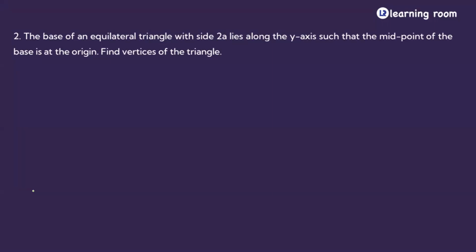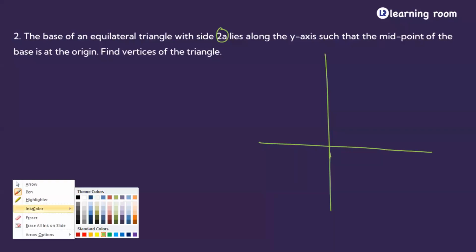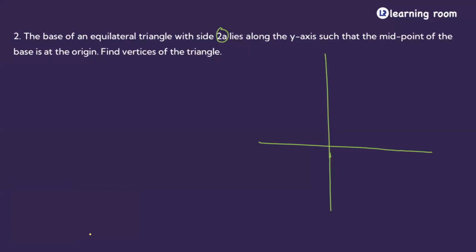Listen. The base of an equilateral triangle with side 2A lies along the y-axis. So there is an equilateral triangle whose base is lying along the y-axis such that the midpoint of the base is the origin. Find the vertices of the triangle. Now listen. If the base is of length 2A and the midpoint is the origin, how much will be the distance above the y-axis? A, and the distance below is A.